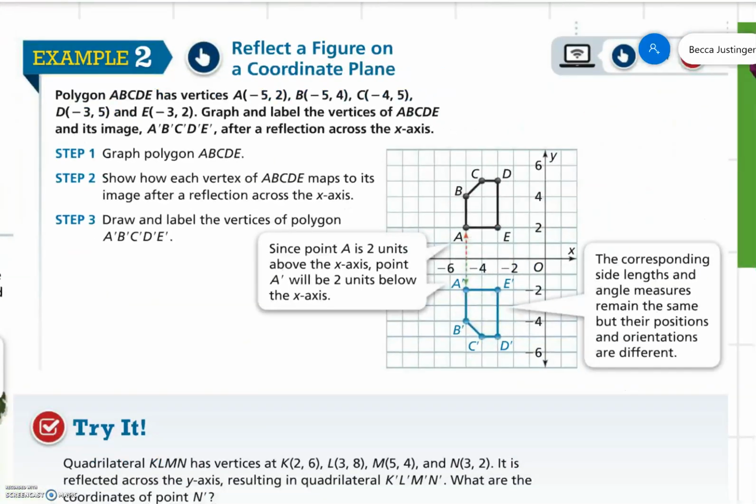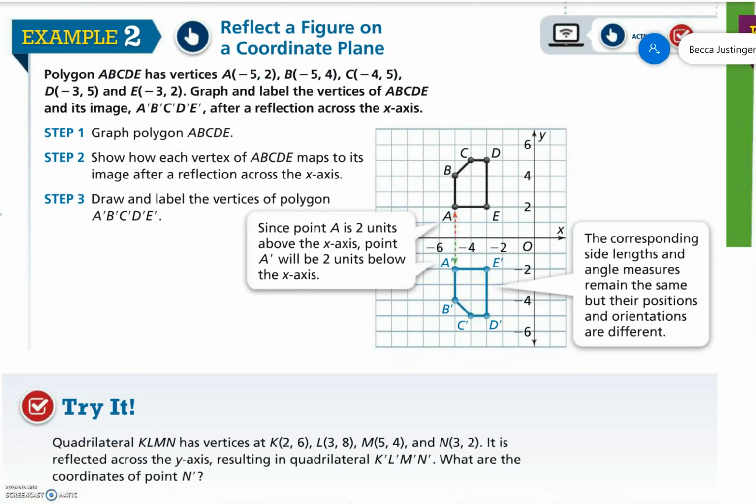Example number 2. Reflect a figure on a coordinate plane. Polygon ABCDE has vertices A at -5, 2, B at -5, 4, C at -4, 5, D at -3, 5, and E at -3, 2. Graph and label the vertices A, B, C, D, E and its image of A prime, B prime, C prime, D prime, E prime after a reflection across the x-axis.